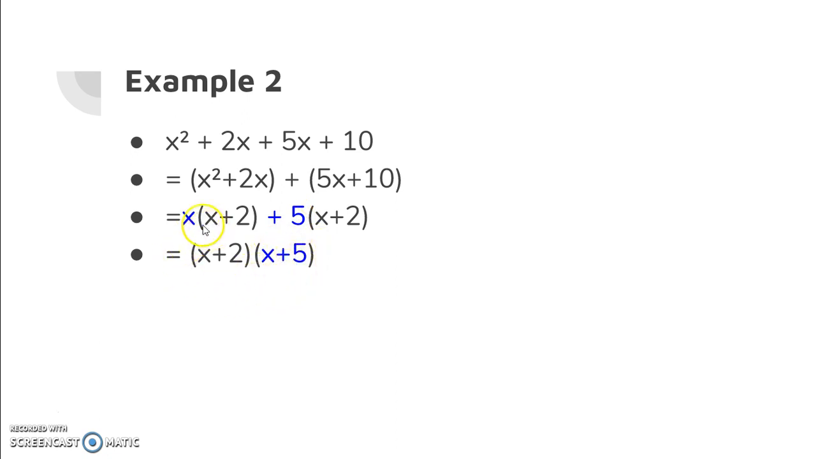The answer is going to be x plus 2, which comes from here and here. Then you're going to multiply it by x plus 5, which ends up here. So these are your two binomials. And that's the final answer.